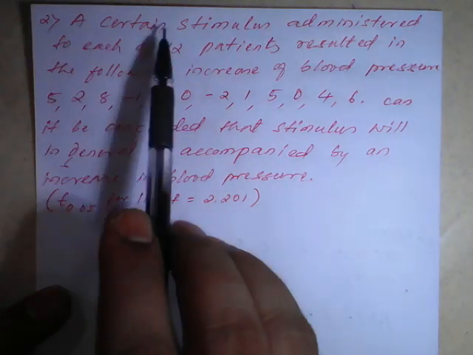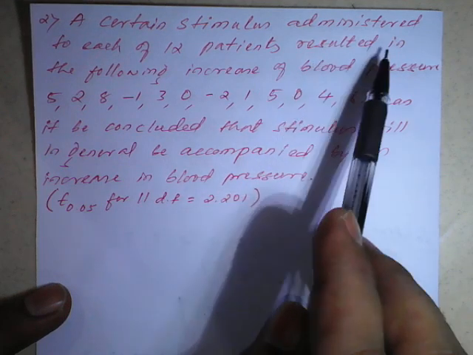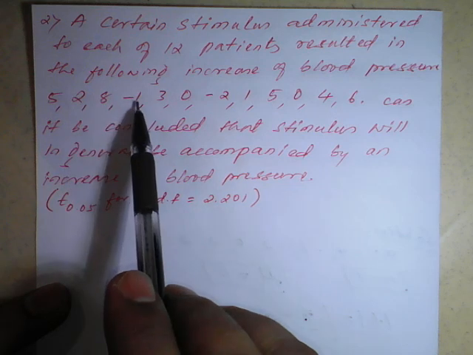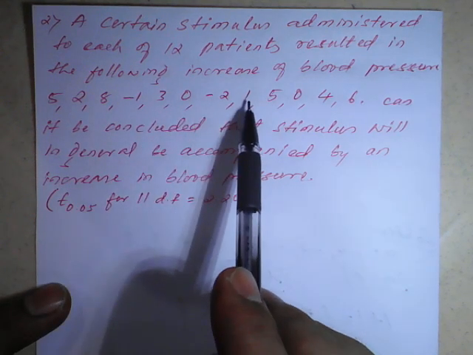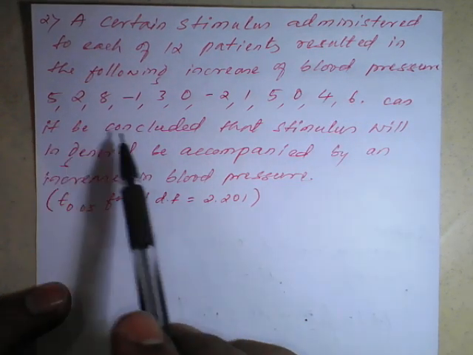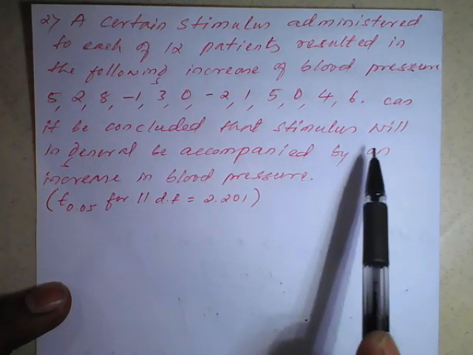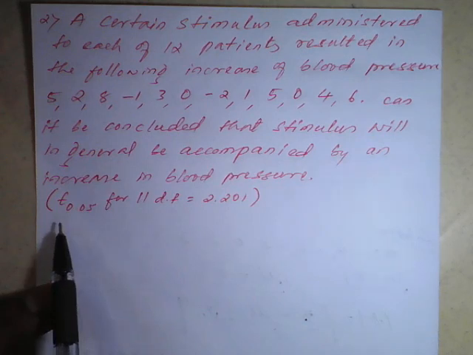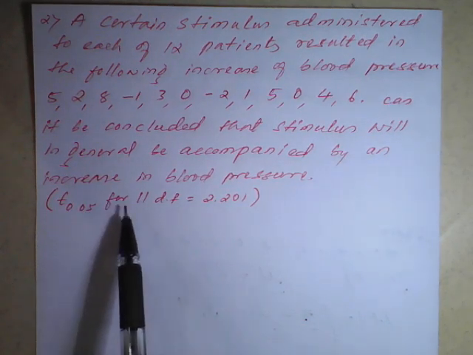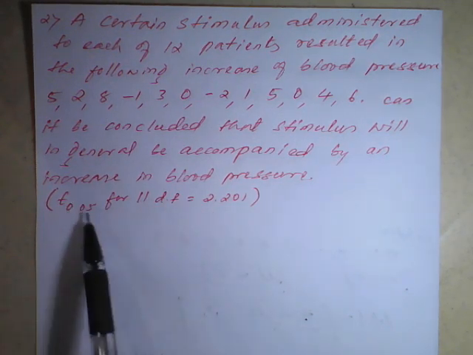The next example: a certain stimulus administered to each of 12 patients resulted in the following increase of blood pressure: 5, 2, 8, -1, 3, 0, -2, 1, 5, 0, 4, 6. Can it be concluded that stimulus will in general be accompanied by an increase in blood pressure? So they have given the student t distribution value for 0.05 for degree of freedom 11 is 2.201. They will give this value in the question itself.